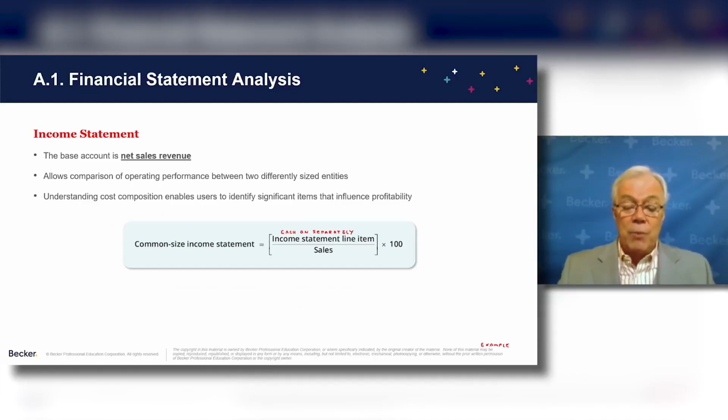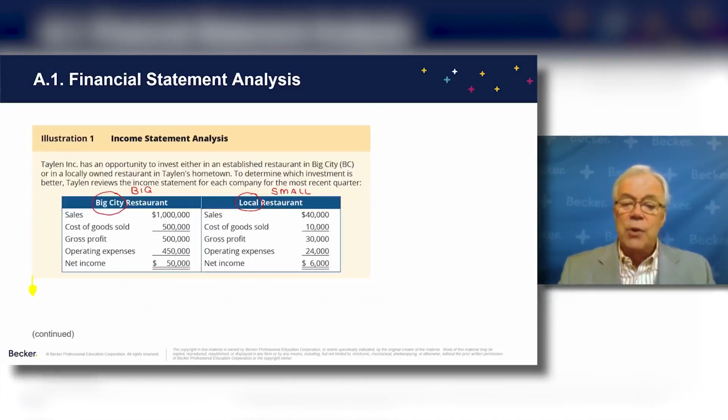So on the income statement, we're going to use net sales revenue. Notice that's going to be the denominator, and then you're going to take each one of the income statement lines, each one separately, and say what percentage of the net sales revenue is it? That's the fundamentals. Here's a simple example. An organization has the opportunity to invest either in an established restaurant in a big city or in a local restaurant in a local city. All right, so you have the big one and you have the local one.